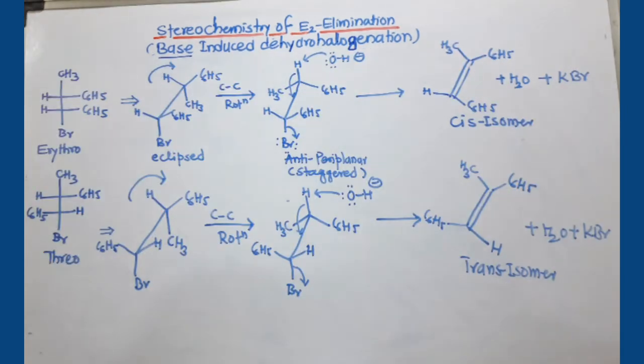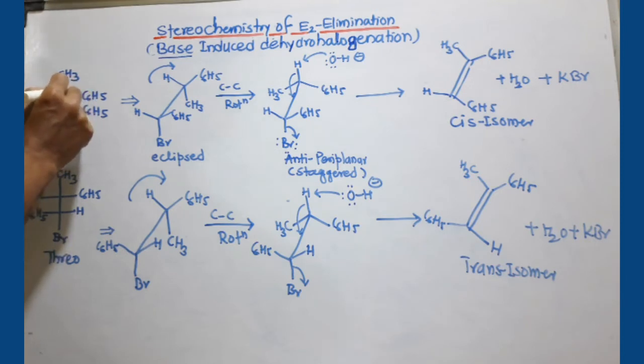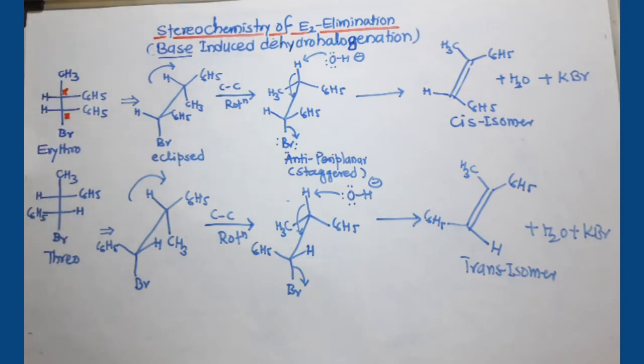Now we'll discuss actual dehydrohalogenation of the given example. So we preferred one compound, that was 1-bromo-1,2-diphenyl propane. So this is our starting compound. As I mentioned earlier, this compound has two chiral carbons, these two chiral carbons. Now we can write this compound in two stereochemical forms. One is erythro form and another is threo. So this is erythro 1-bromo-1,2-diphenyl propane.